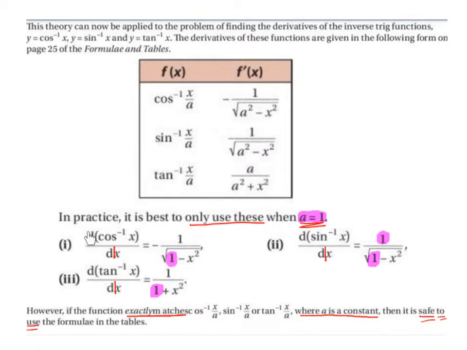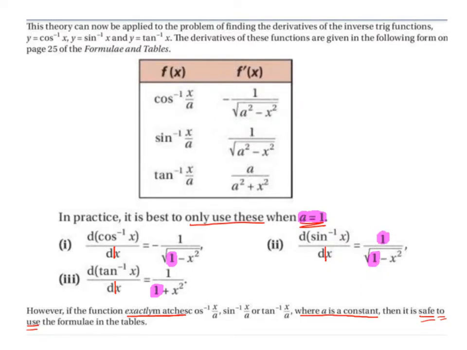So for example, d of the inverse function cos x dx is equal to minus 1 over root 1 minus x squared. We can see that if we have the inverse function of cos, and we have x over a, or in this case a is 1, we have minus 1 over root a squared minus x squared. So that a squared becomes 1 squared, which is just 1. If we have d of the inverse function of sin x dx, we get 1 over root 1 minus x squared. So sin x here is really x over 1, and we have 1 over root a squared minus x squared. So the a squared becomes 1 squared, which again is just 1.